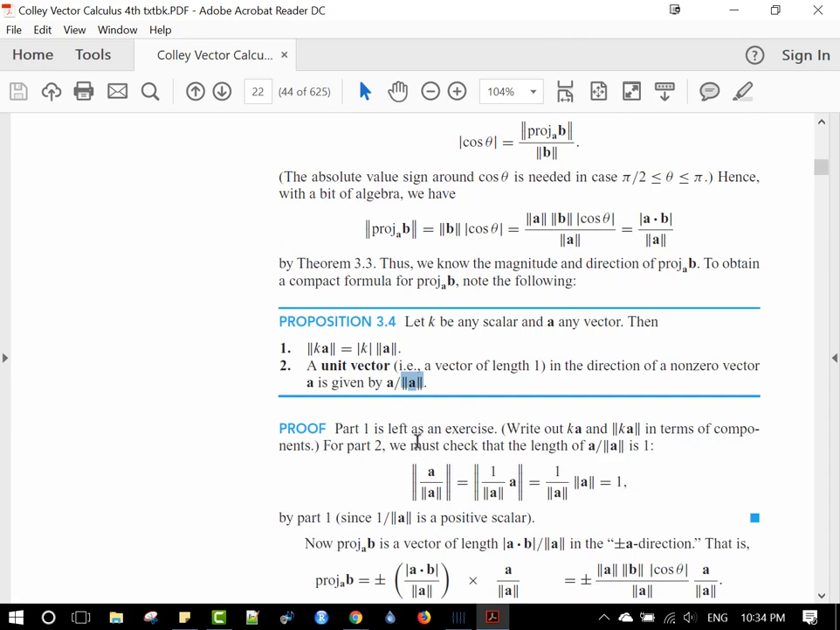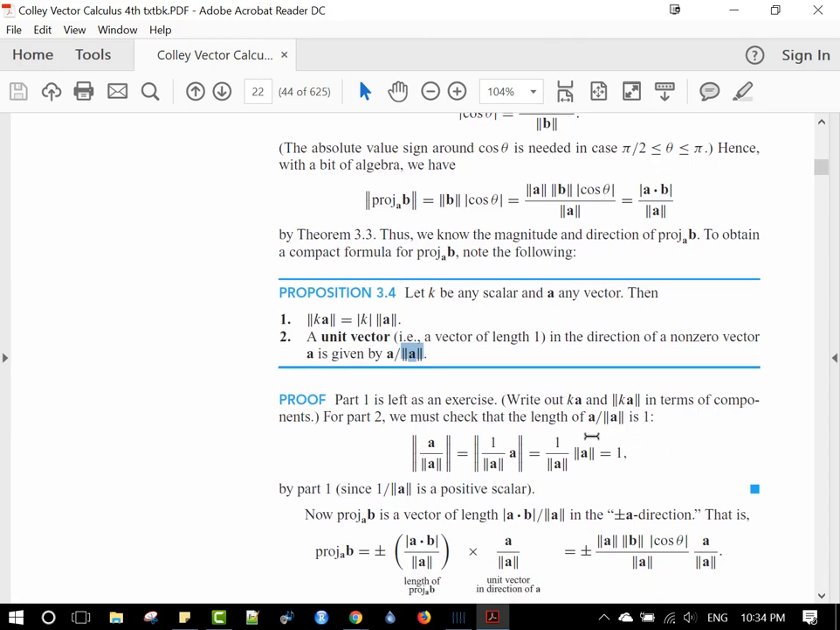Proof of part 1. Okay. For part 2, we must check that the length of this is 1. Obviously, it's in the direction of A, but we want to make sure that it has length 1. So we want to look at this and look at its length, or the norm of it. And then I guess by this property, we can take this part outside of that and put it over here, which is what they did here. So we get 1. Okay.